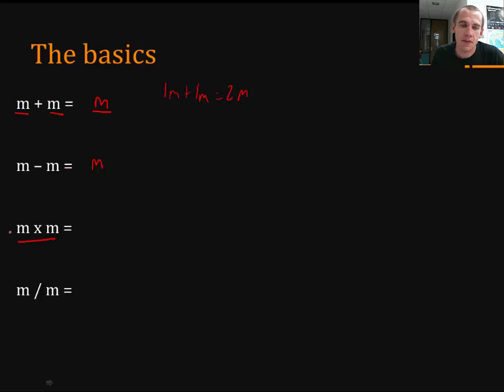This is a little bit different. If I take a meter times a meter, that's a meter squared. Okay, this is a distance times another distance, but it doesn't give me a distance anymore. This actually measures an area. A square meter is a measure of area.